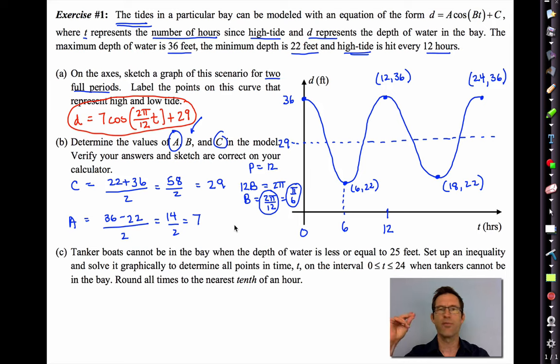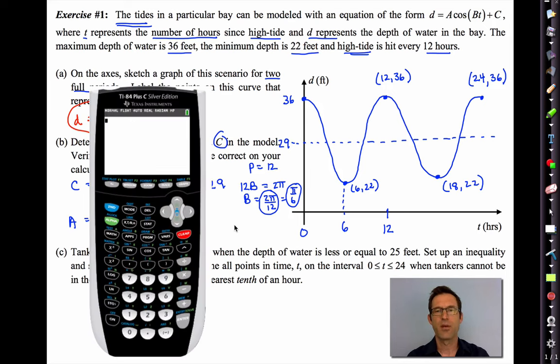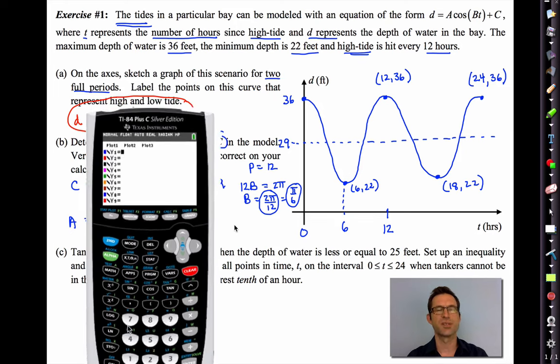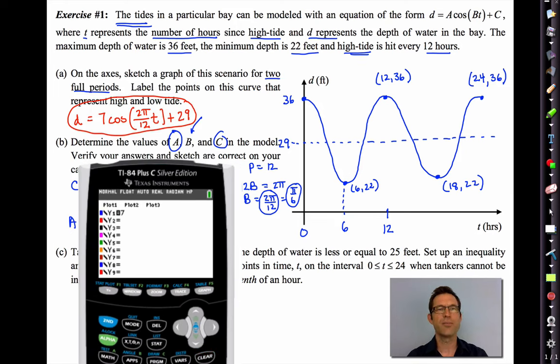Let's bring out the TI-84 Plus. All right. So let's go into y equals. Clear out anything you might have in there. All right, and let's put that in. We'll have to put it in with x's and y's, but whatever. Let's put in 7 cosine 2 times pi divided by 12 times t. Don't forget the t. Now close those parentheses.